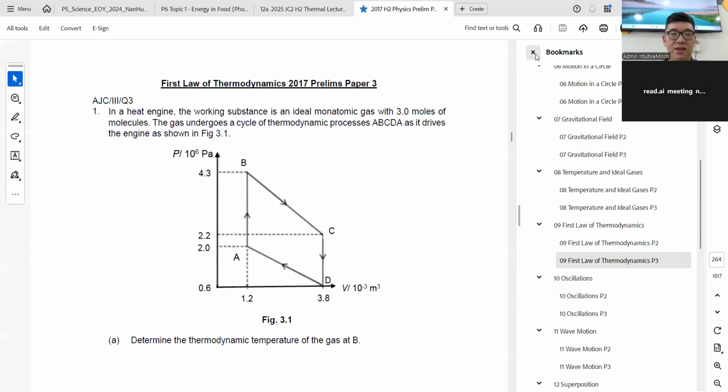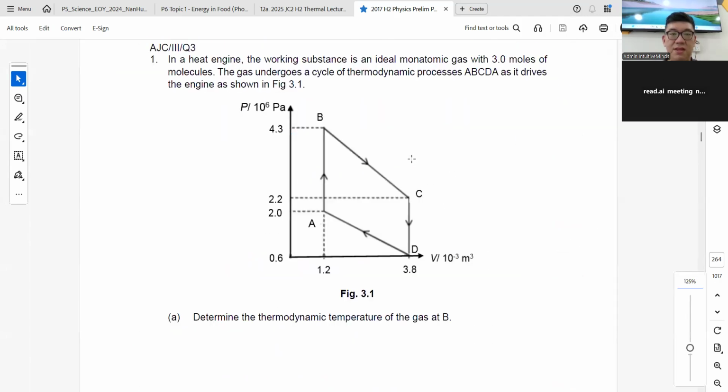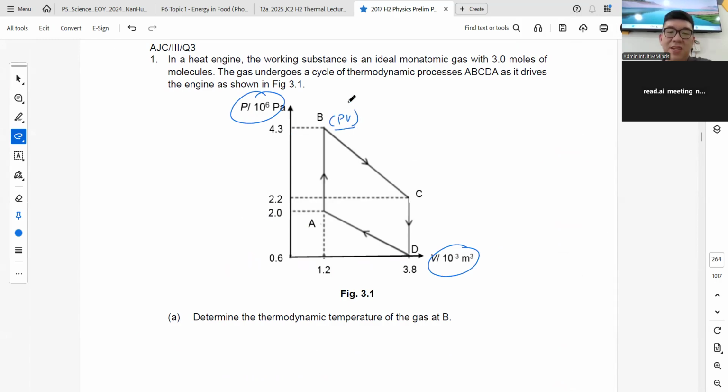All right. Let's take a look at this. First thing you want to take note of is there are values of P and V. So remember I said each point here you can find the PV and that'll be the U. For example, the thermodynamic temperature of the gas at B, you can use PV equals nRT, 3 moles. Use that to find the T.